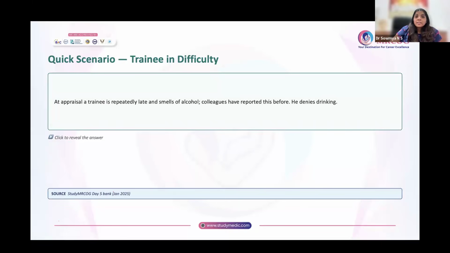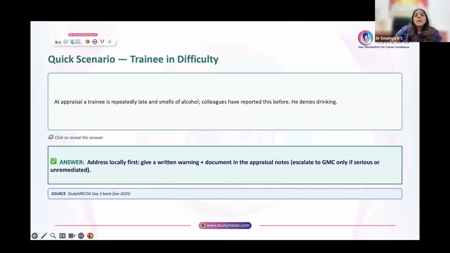An appraisal trainee, this is training in difficulty. At appraisal, trainee is repeatedly late and smells of alcohol. Colleagues have reported this before. However, he denies drinking. Ideally, you should address it locally first. This trainee you have to address, and ideally you have to give a written warning because it's repeated. It's not the first time, and document in the appraisal notes.